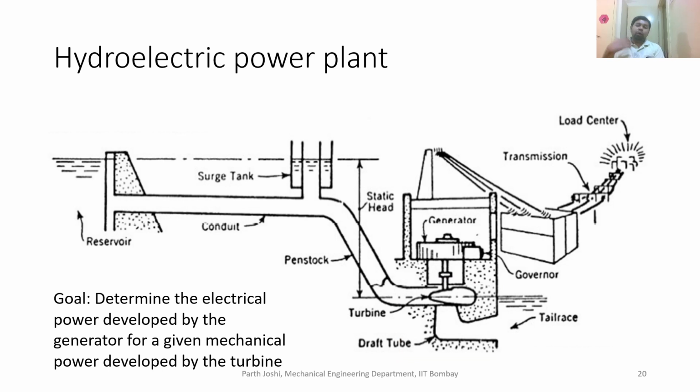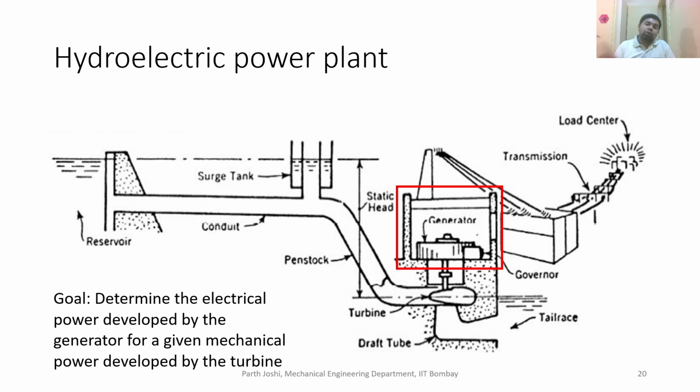Now next, if we want to determine the electrical power developed by the generator for a given mechanical power developed by the turbine, then I think it's easy to guess that we'll put the boundary just around the generator, because some mechanical power would be entering the generator. That's the input to the generator. The rotating shaft of the turbine is attached to the generator through some coupling.